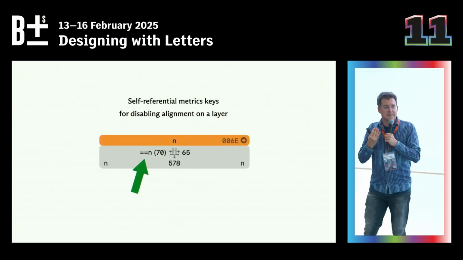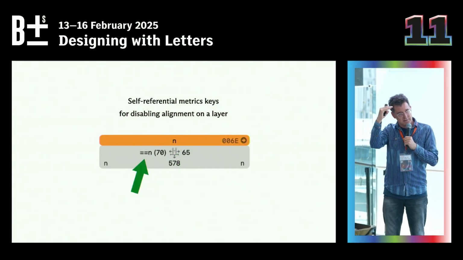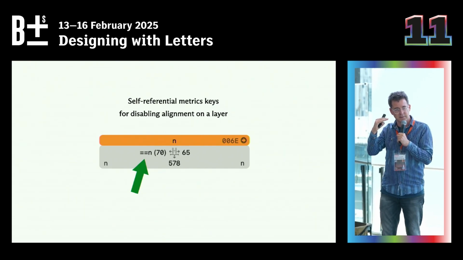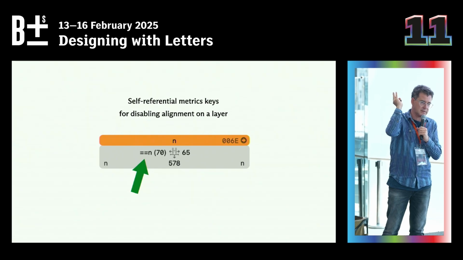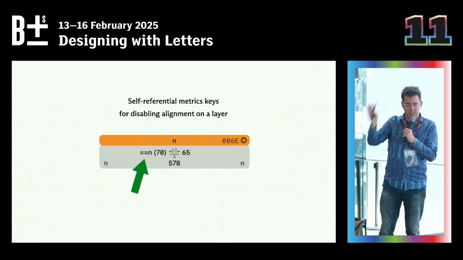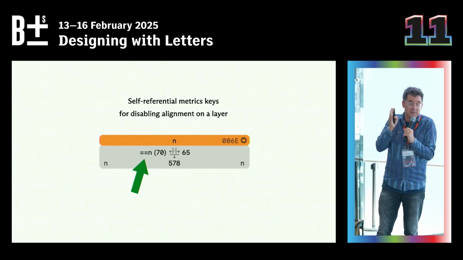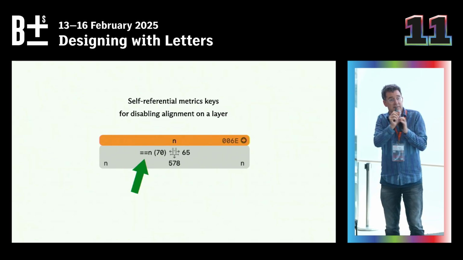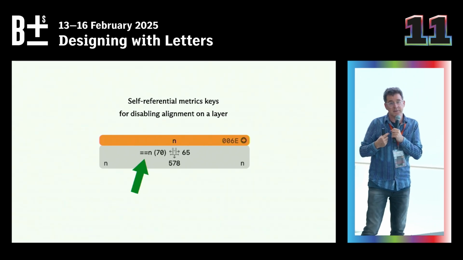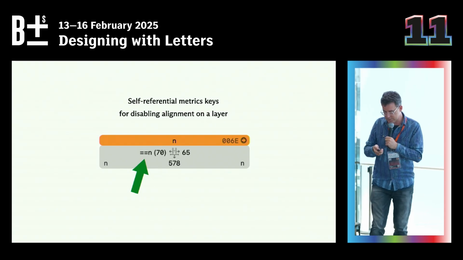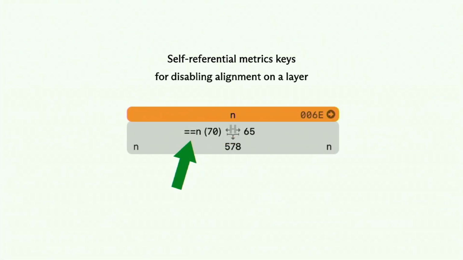Now, the thing is, this disables metric alignment for a certain master. So let's say this matrix key works well for the light and the bold, but also the bold condensed, but maybe not for the light condensed. Yeah? There you want to place it freely, then you can use a double equals self-referential matrix key.